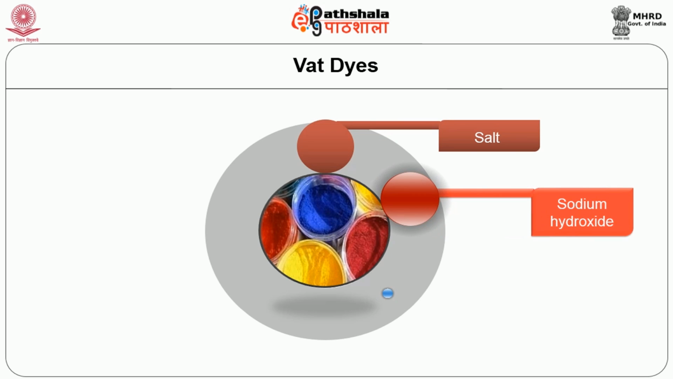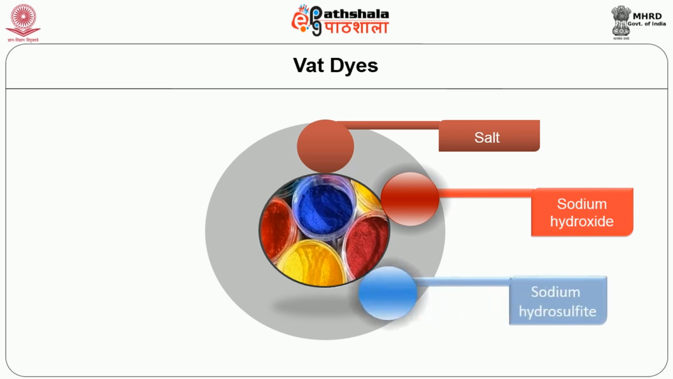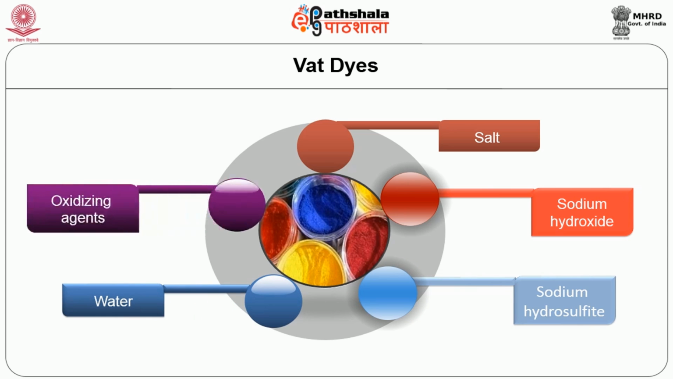In vat dyes, salt, then sodium hydroxide. This is used to adjust pH of the dyeing bath and make suitable conditions for reducing agent. Sodium hydrosulfite is a reducing agent for the vat dyes. Water and oxidizing agents like hydrogen peroxide or acetic acid or air oxidizes the soluble dye to insoluble dye.